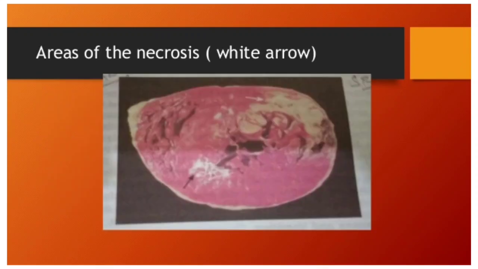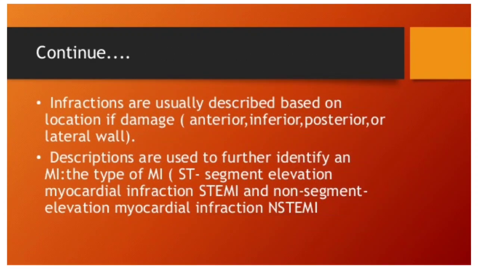Now, areas of necrosis. You can see the white arrow here. It is the area of necrosis. Infarctions are usually described based on the location of damage. Infarctions are usually described as anterior, inferior, posterior or lateral wall. These descriptions are used to further identify the MI.